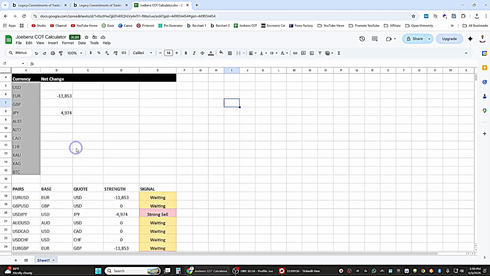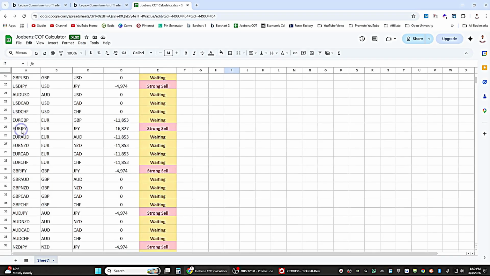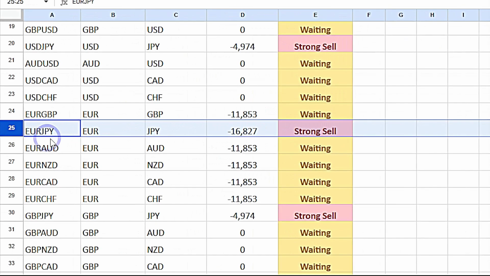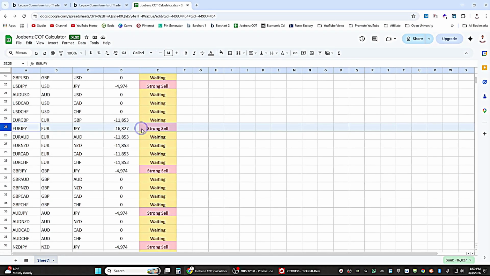Okay, so beautifully, let's scroll down, and what do you see here? Here is Euro JPY, and what do you see? We have a strong sell here. All right, Euro JPY, we have a strong sell right now, and we're going to confirm this from the chart, starting from Monday on the 30th of March 2026.